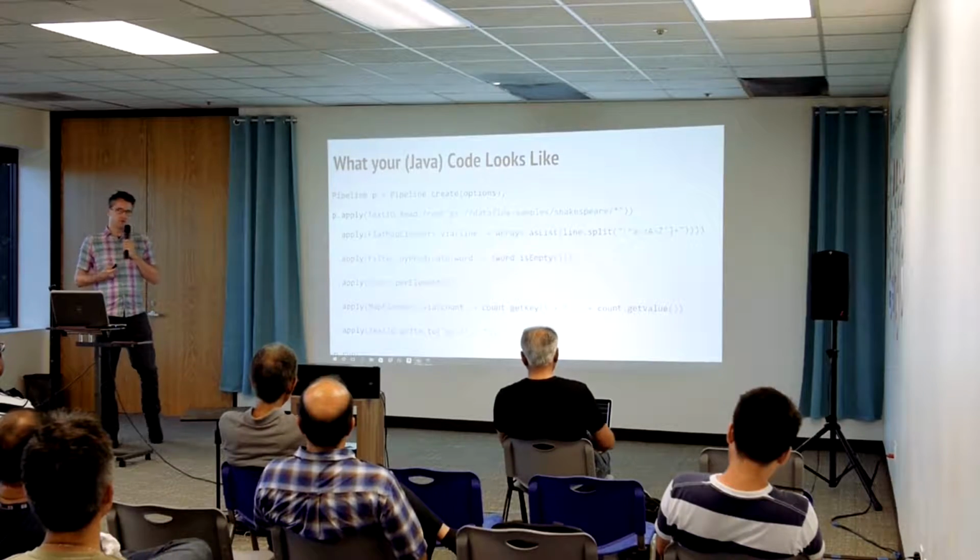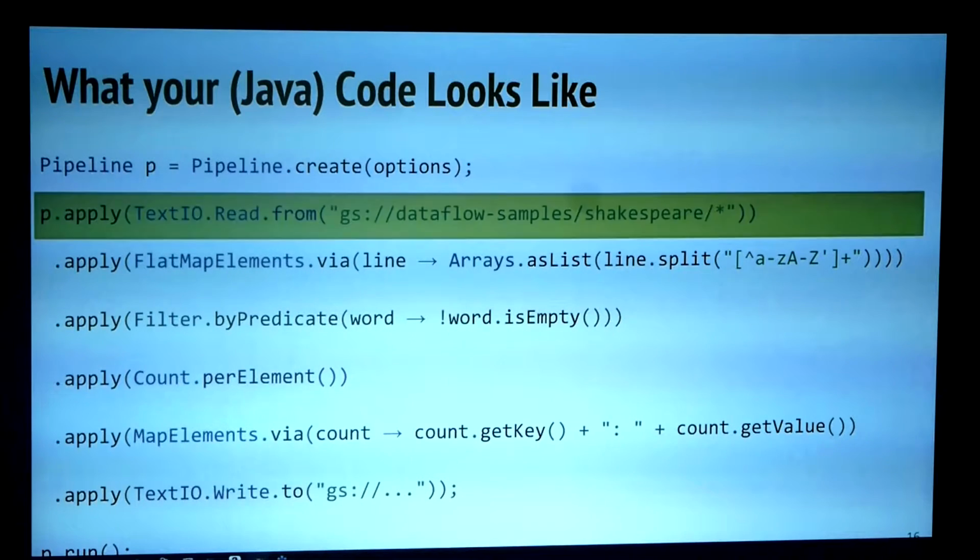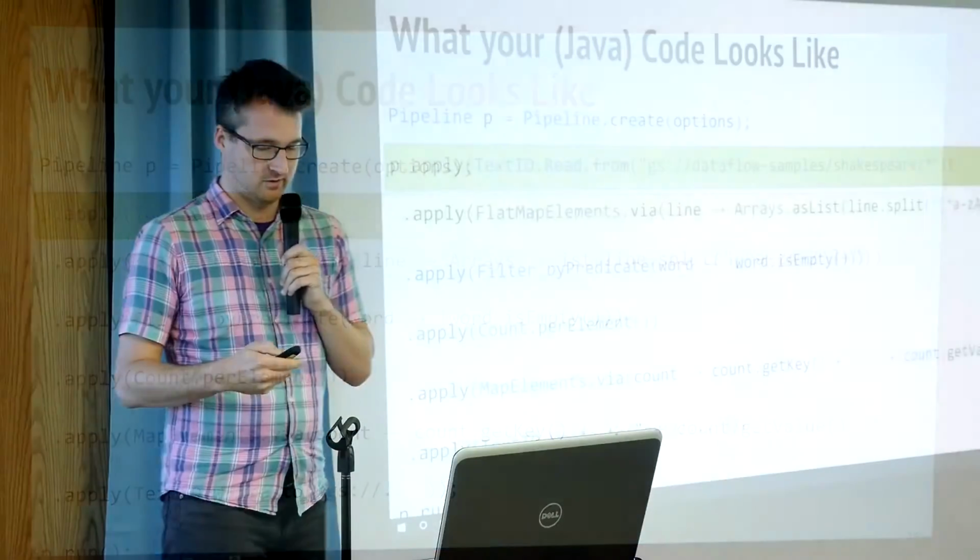Just to make it super concrete, let's walk through an example of Beam Java code. This is the established hello world of the big data world, even though Shakespeare didn't actually write enough to make big data. Here, this pipeline first uses a TextIO.Read transform to read all the works of Shakespeare, which we've got stored on Google Cloud Storage in our samples directory.